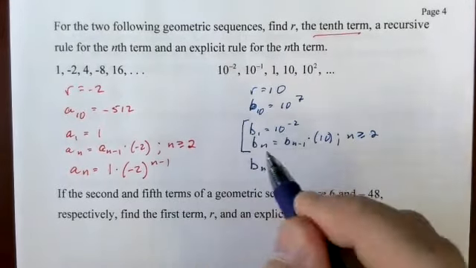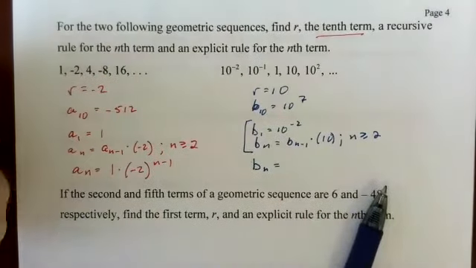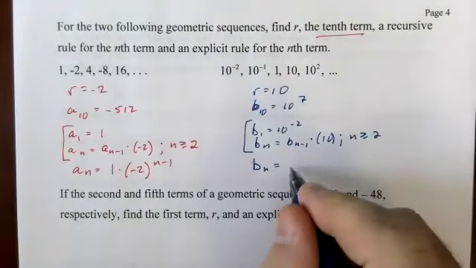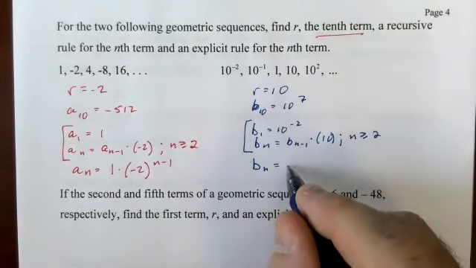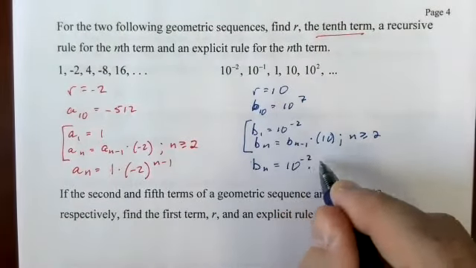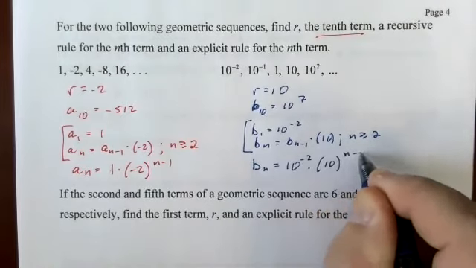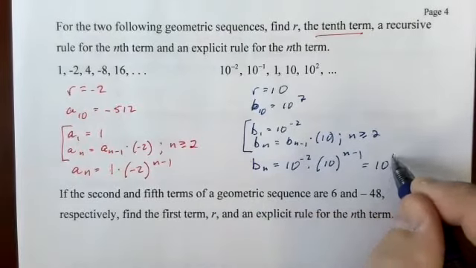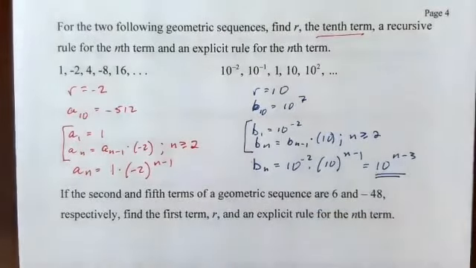And the explicit B sub n. Remember, this is a pair, just like over here, this is a pair for the definition. B sub n equals 10 to the negative second times 10 to the n minus 1. Well, we can combine those and get 10 to the n minus 3. Either way.